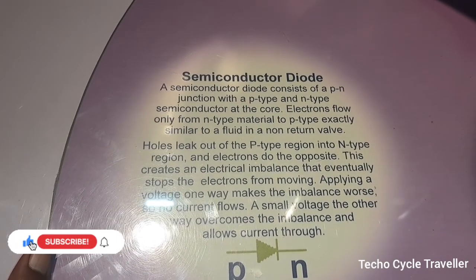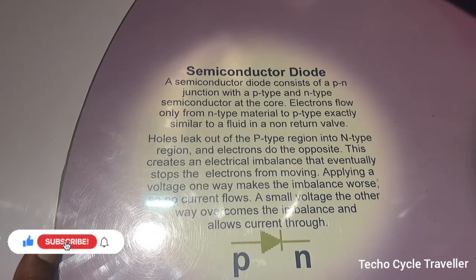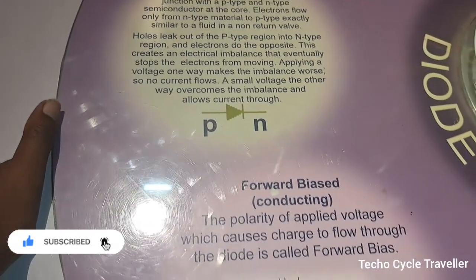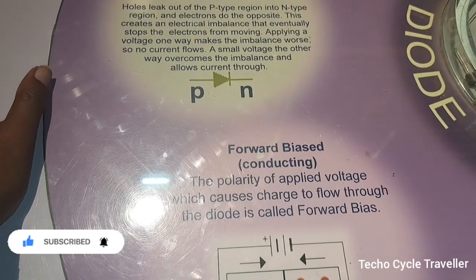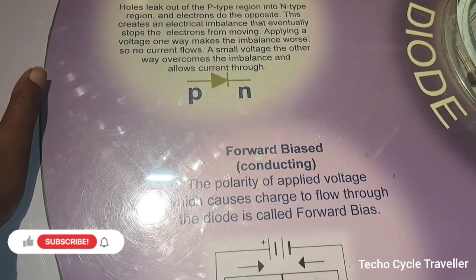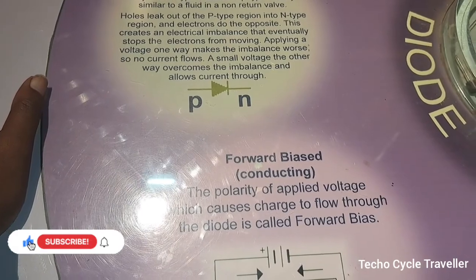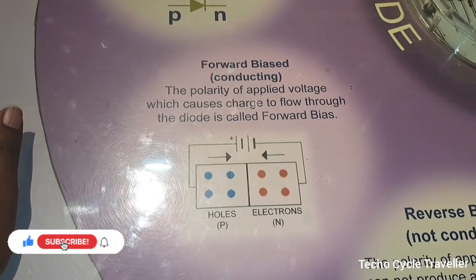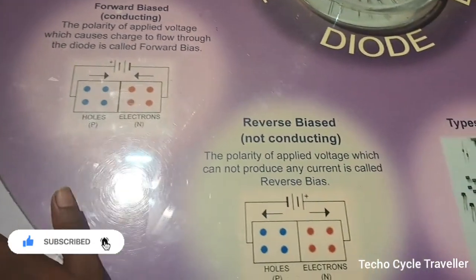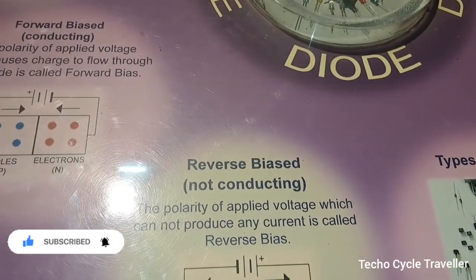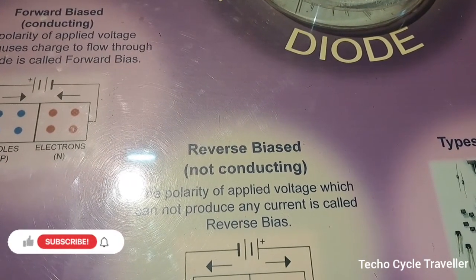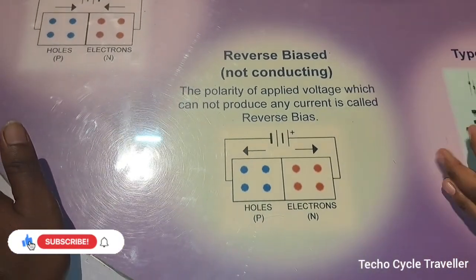A small voltage the other way overcomes the imbalance and allows current through P and N. Forward biased, conducting. The polarity of applied voltage which causes charge to flow through the diode is called forward bias. Holes, electrons, P, N. Reverse bias, not conducting. The polarity of applied voltage which cannot produce any current is called reverse bias. Holes, electrons.